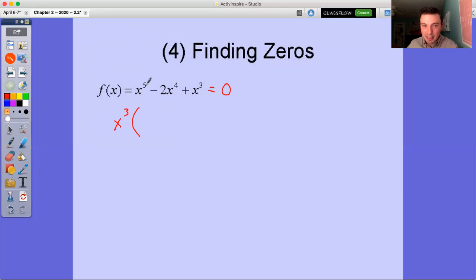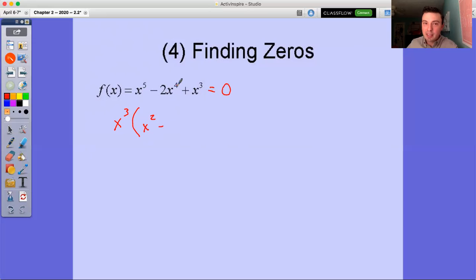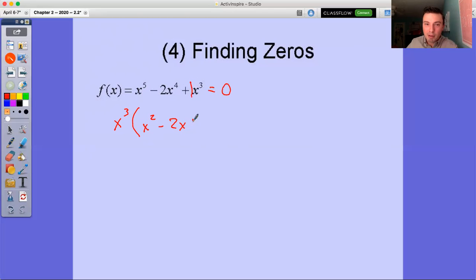This one had 5 x's. So how many are left when I take 3 of them? x squared. Yep. x squared minus, that one had 4 x's, so there's 1 left. This one had all 3 x's, so what's left? Plus 1. Yes. Remember, don't leave off that plus 1. There's a 1 implied in front of there. You can't just drop it completely. Okay. So I'm finding zeros.